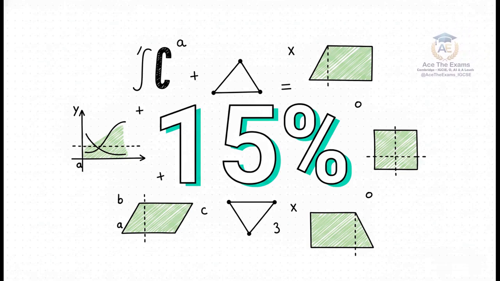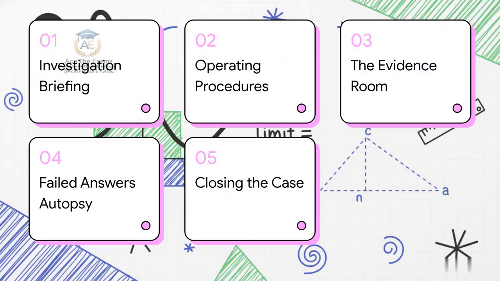If you don't have the mechanics of the trapezium rule mathematically locked down, if your evidence chain has even a single weak link, you are leaving an enormous amount of points on the table. We cannot let that happen. Here is our tactical plan to secure those marks. We're going to move through the investigation briefing, establish our standard operating procedures, step into the evidence room, conduct a full autopsy of failed answers, and finally close the case.